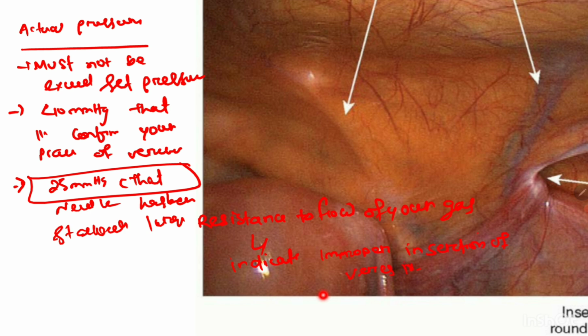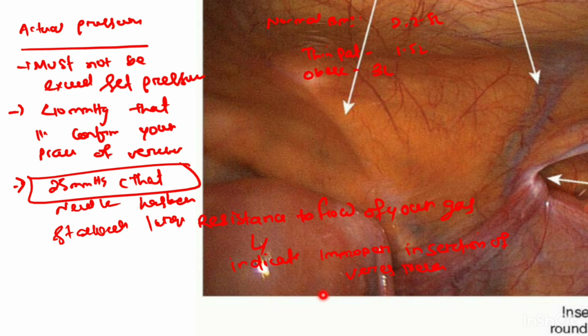Very important statement: the actual flow and total volume of gas used. In normal BMI patients, the volume of gas used is 2 to 2.5 liters. If it is a thin patient, it uses only 1.5 liters. Obese patients will use 3 liters.